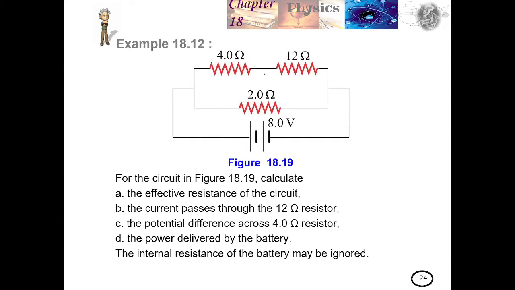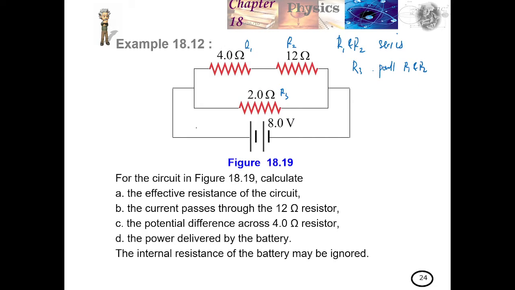Okay, we have a 1, 2, 3. This circuit we call a combination of a parallel and series circuit. So over here, this is R1, this is R2, and this is R3. R1 and R2 are connected in series, and R3 is connected in parallel with R1 and R2.